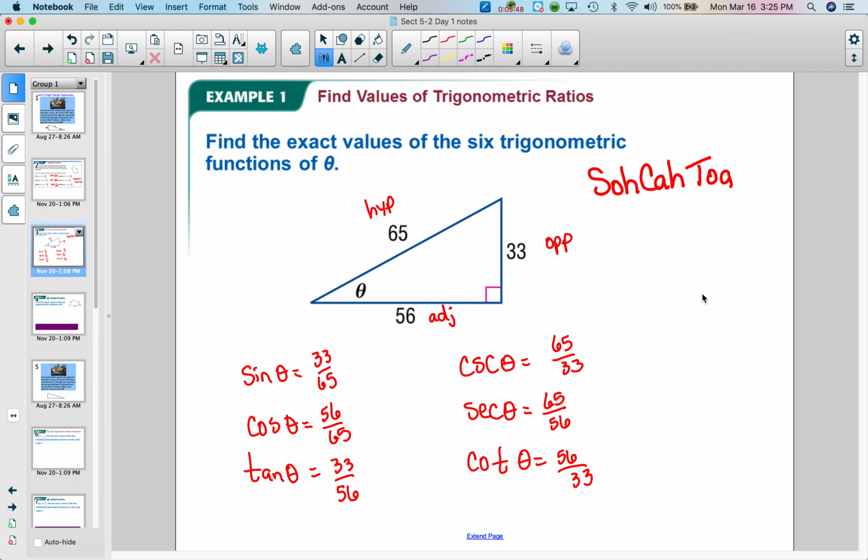And there we go. So those are the 6, those are exact values. Now, what's going to happen sometimes is you're going to have radicals in your answer. And so when it says find exact values, there are times where we will have those and we have to leave them in radical form.